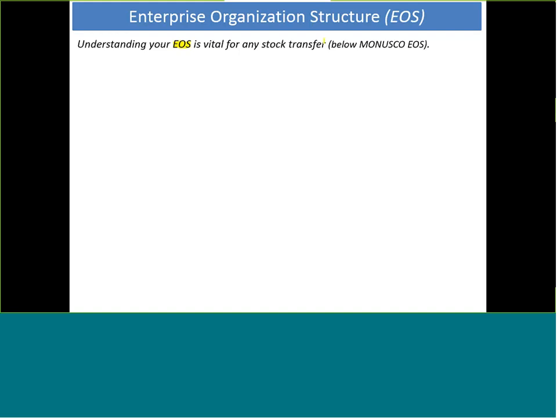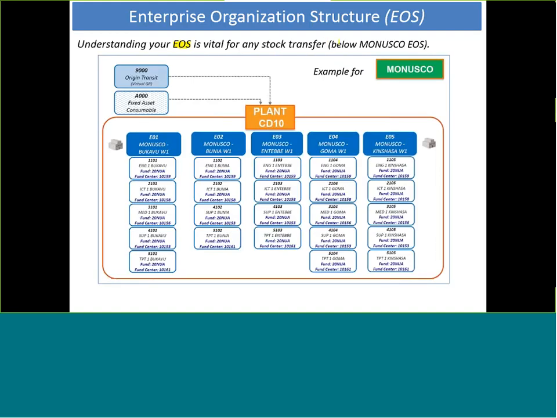So here in this slide, you can see the org structure for MONUSCO. The one for your mission should be similar, in terms of having the same kind of concepts. So you have the concept of plant. For MONUSCO, the plant is CD10. Normally there is one plant per mission. So under this plant, you have several storage locations, and they also have a 4-digit code.